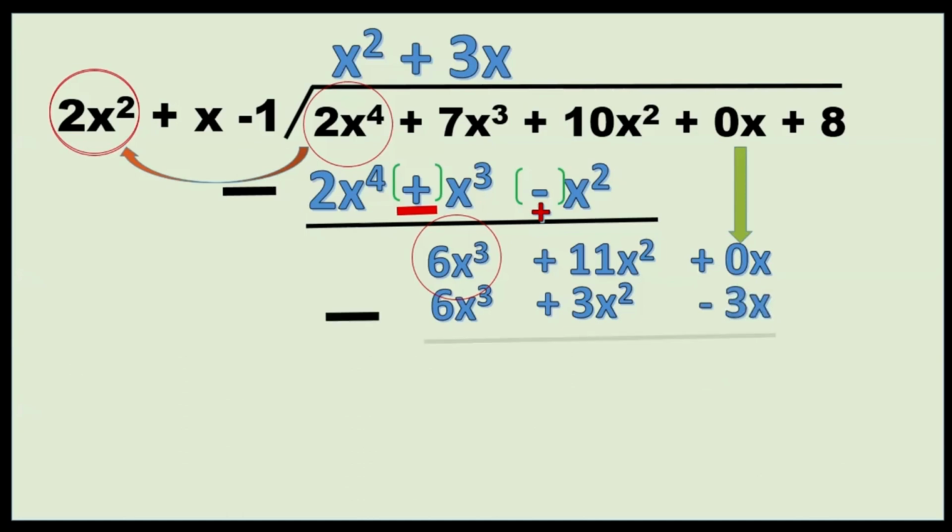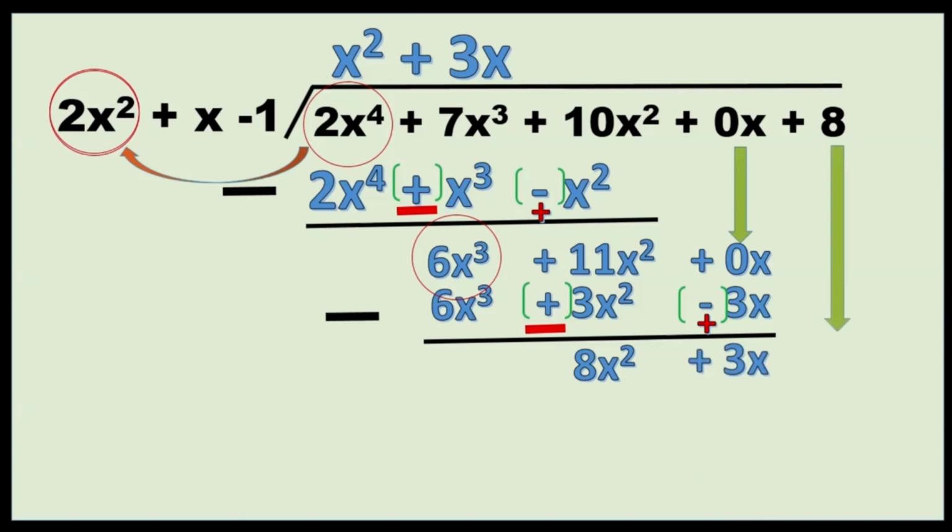Okay, then the next one is to subtract. 6x cubed minus 6x cubed is 0. And then 11x squared minus 3x squared. Okay, positive, change to negative, and then proceed as in addition, 11x squared plus negative 3x squared. The answer is 8x squared. Then the next one, 0x minus negative 3x. Again, change the sign, it becomes positive. So then proceed as in addition. So 0x plus 3x is positive 3x. Next is to bring down 8. So we have positive 8.